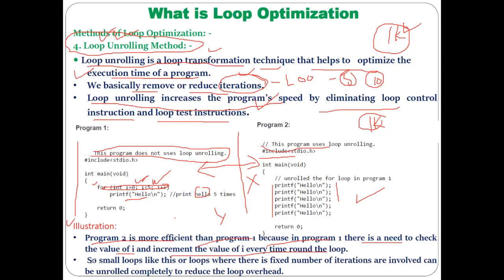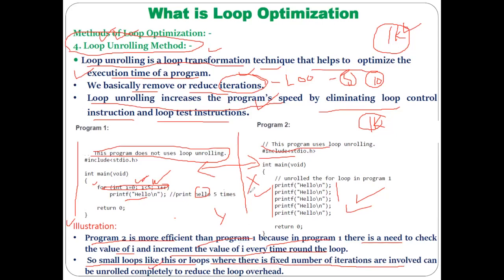Okay, but if you write it like this, then there is no need to check the value of I, there is no need to increment the value of I. So this is considered as loop unrolling. So here I have mentioned, small loops like this, or loops where there is a fixed number of iterations involved, can be unrolled completely to reduce the loop overhead.